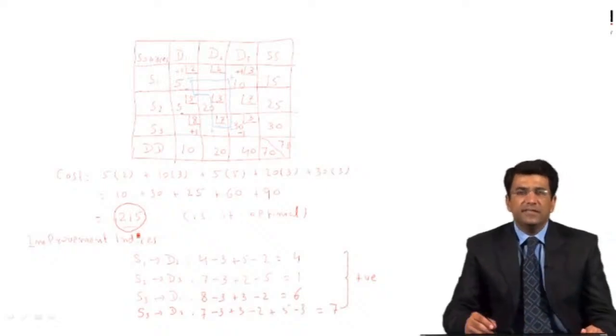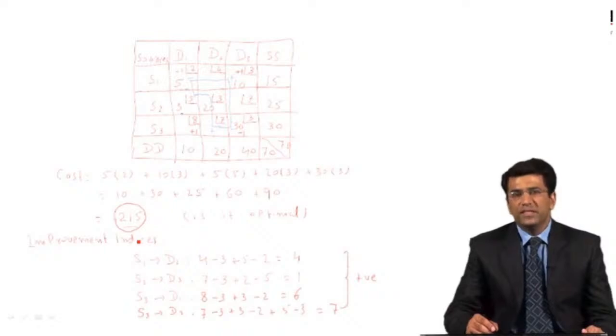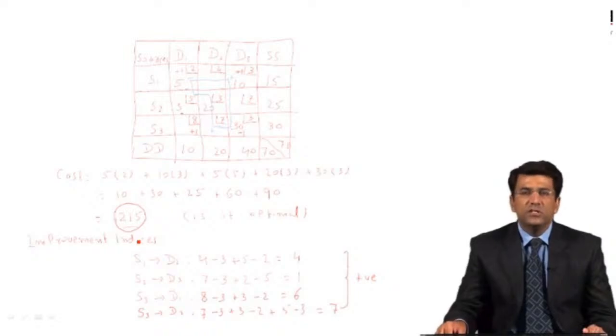So class, you have seen that in today's lecture we have used the two methods, that is stepping stone method and MODI method, in order to find the minimum transportation cost in this particular case. So now you must be aware of how we can use these two methods to minimize the transportation cost. In the next lecture we will see the cases of what happens if the demand exceeds supply or supply exceeds demand. So these will be the cases we will discuss in the next lecture.